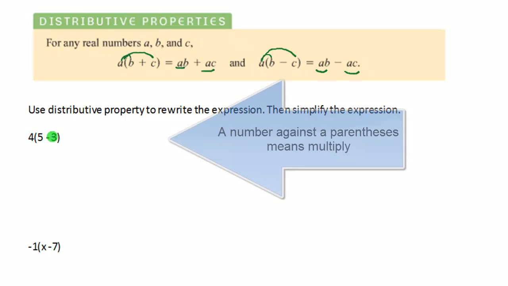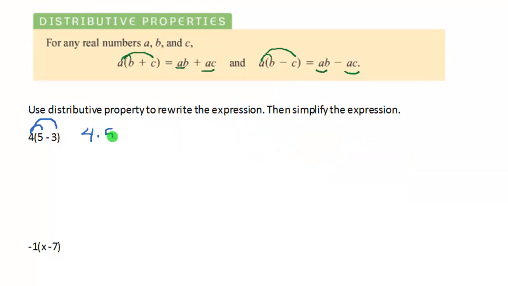So in our first problem, we're going to multiply the 4 times the 5 and times the negative 3. So we write 4 times 5 minus 4 times 3. And then we use order of operations and we do our multiplications first. 4 times 5 is 20, 4 times 3 is 12, and 20 minus 12 is 8.